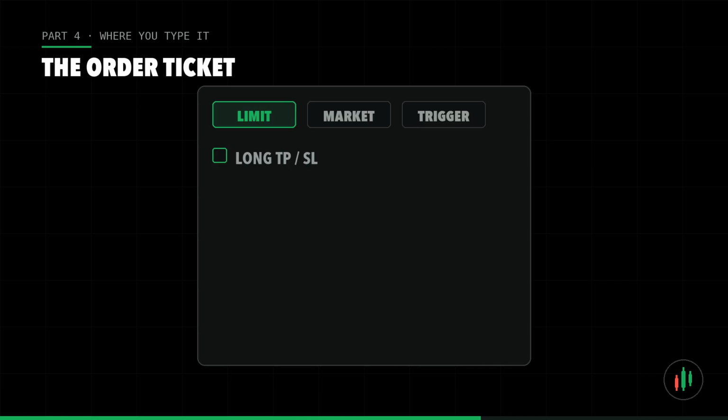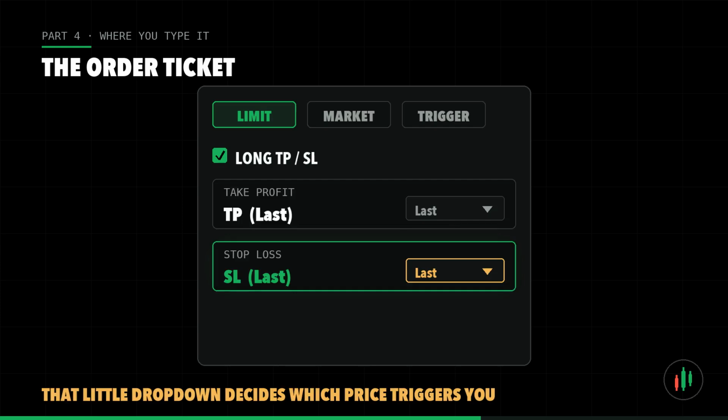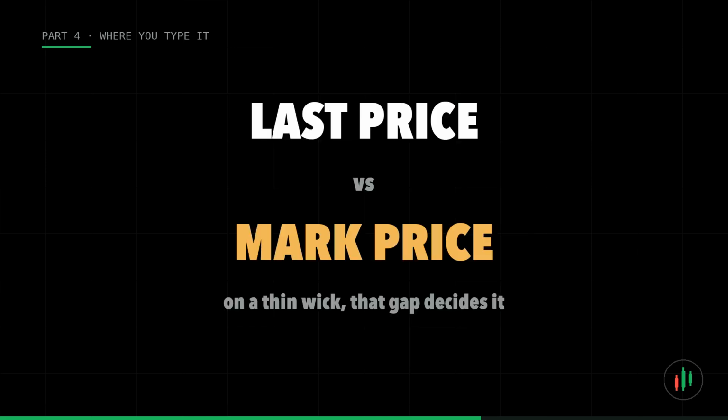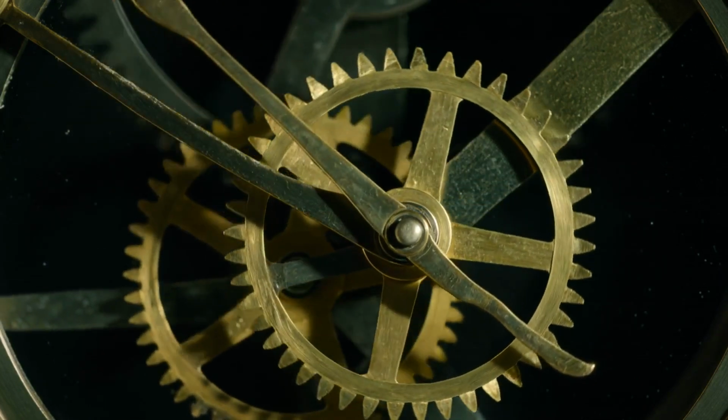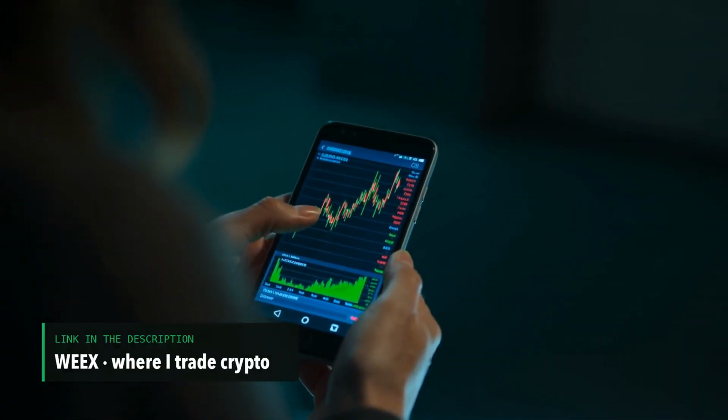Now, where you type it matters too. On a futures order ticket, you will usually find take profit and stop loss as a checkbox on the order itself, plus a separate trigger order type, and you get a stop loss field. Next to that field is a small drop-down almost nobody changes, and it decides which price triggers your stop, usually last traded price or mark price. In the weeks while I was writing this, last price and mark price were a couple of dollars apart on Bitcoin. On a thin wick, that gap is what decides whether you are stopped out. Worth knowing it is there. Exchange link is in the description.